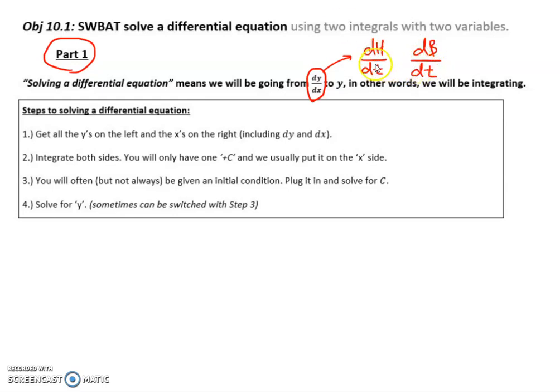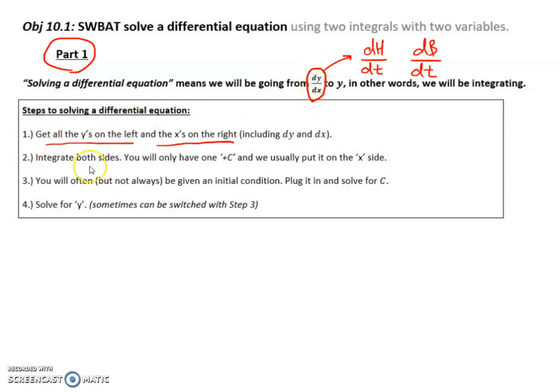It really doesn't matter what the variables are. What matters is when you have a differential equation with two variables, you separate it by getting all of one variable on the left and all of the other variable on the right, including the dy dx. This is going to be kind of weird because we haven't ever separated this, but it is a fraction, so it follows the rules of math.